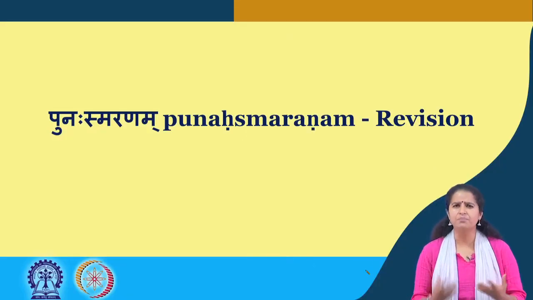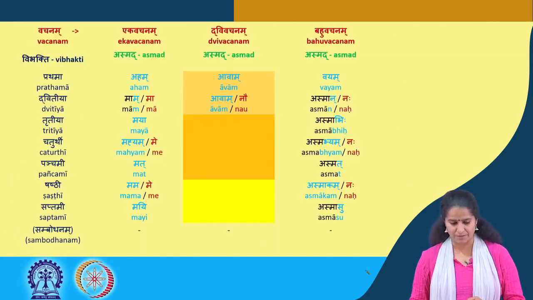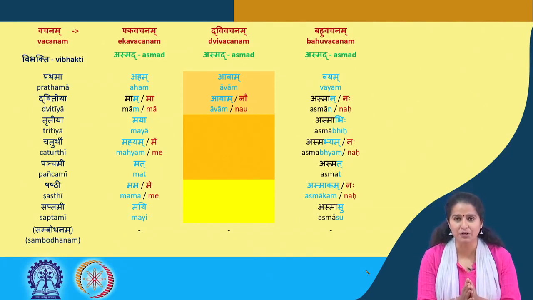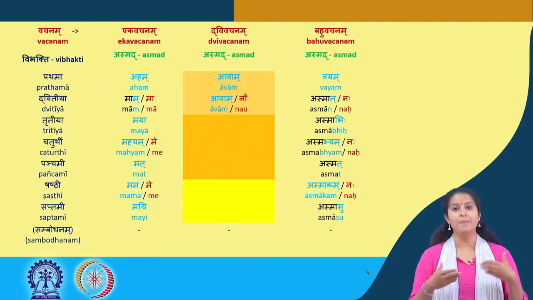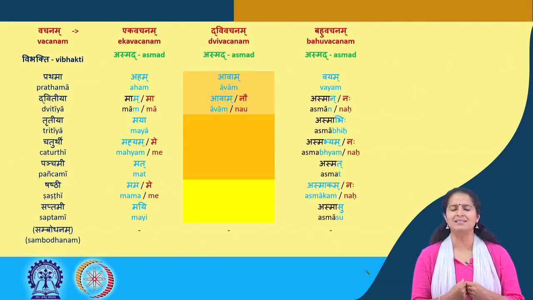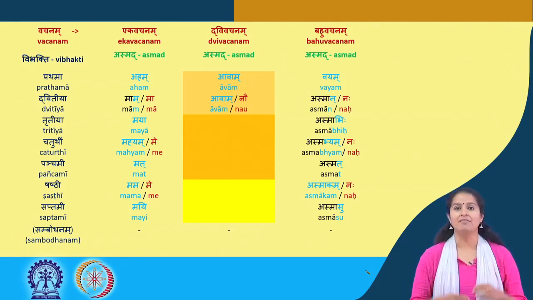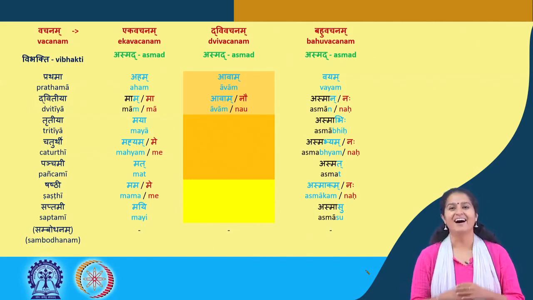So let's do just a brief revision, or punah smaranam, of what we had looked at in our previous session. I have this color scheme here because we realized that the first two are the same, and the first two were avam, avam. So avam gachavaha, which is the two of us will go. I'll make you do a little bit of practice on that. Avam gachavaha, avam khadavaha, avam likhavaha, avam vadavaha. Uttamam.